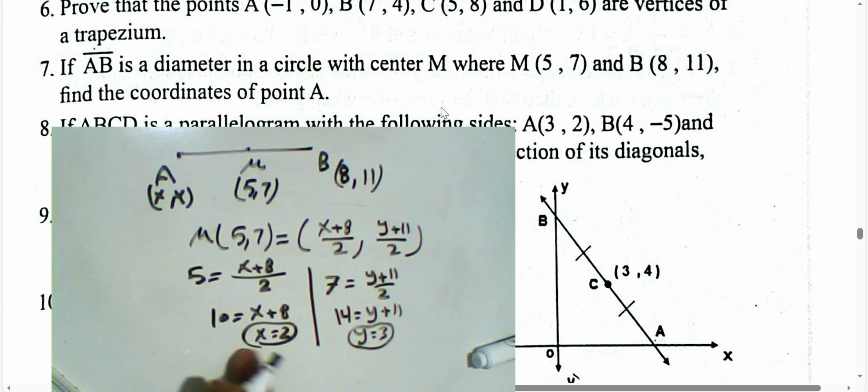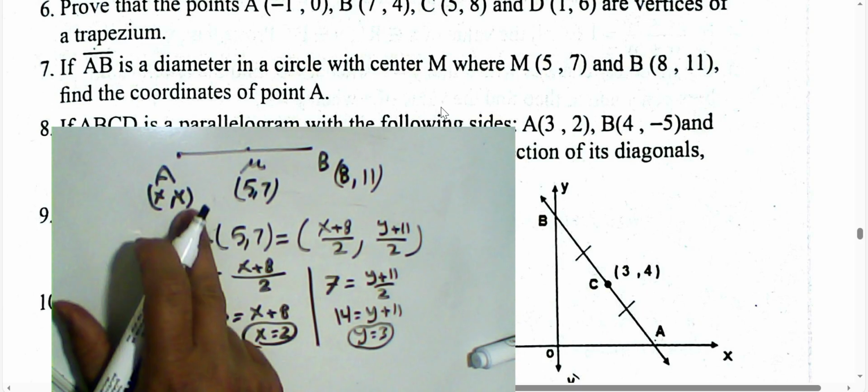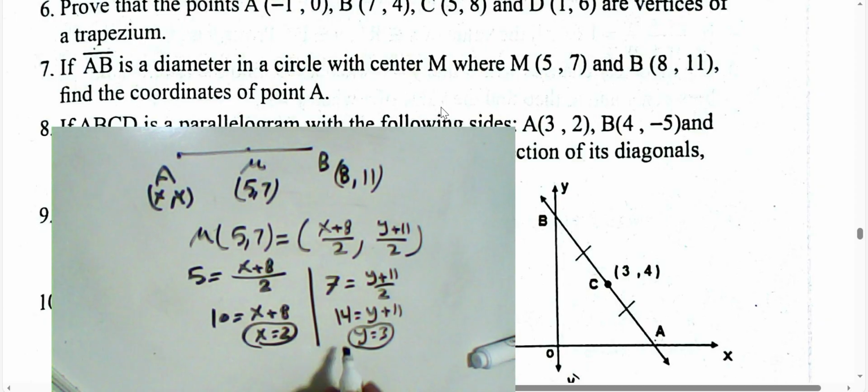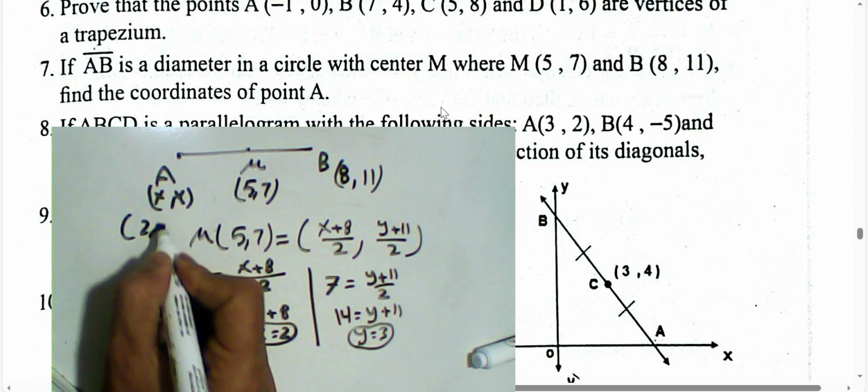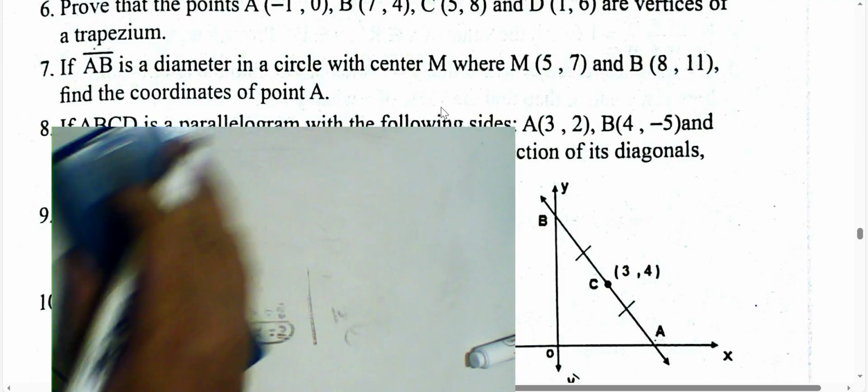Okay, we have X and Y. And the point A will be (2, 3). It's point A.